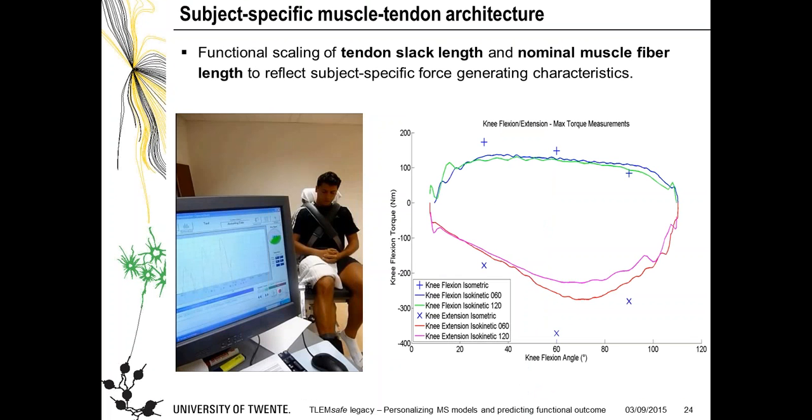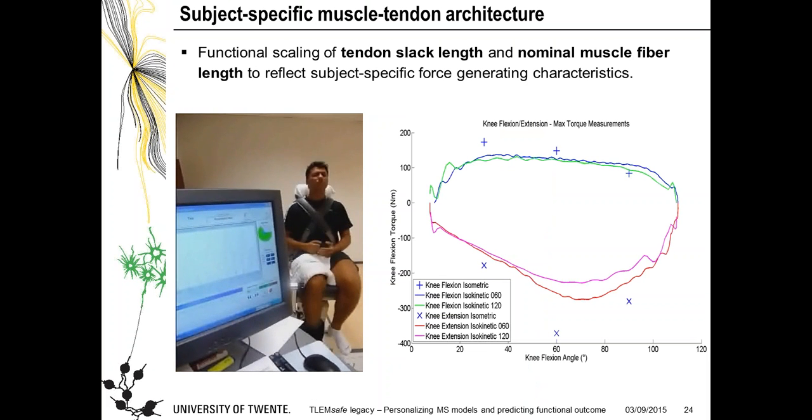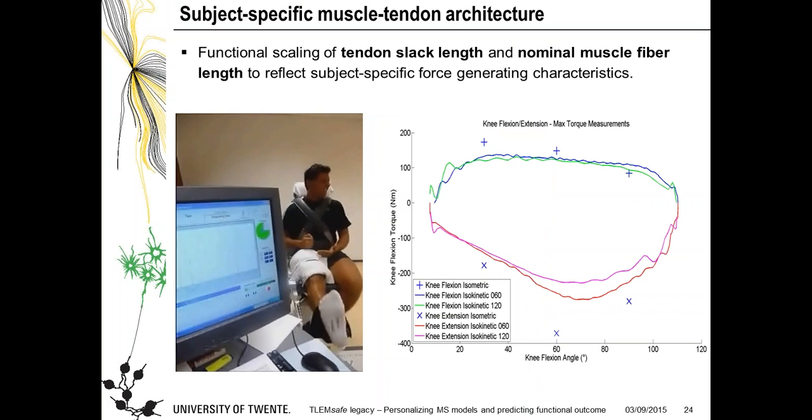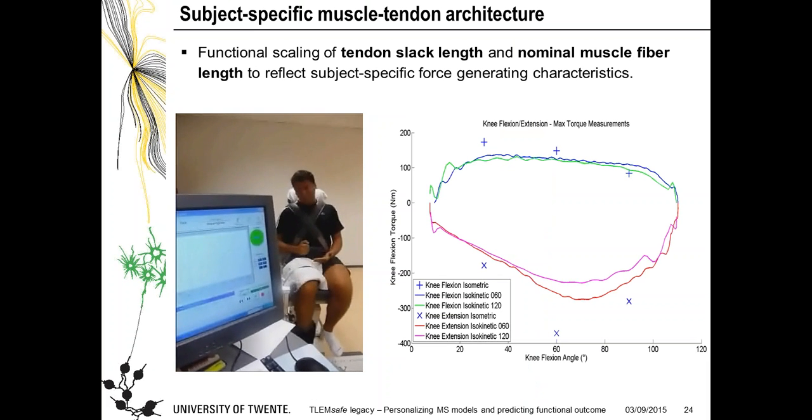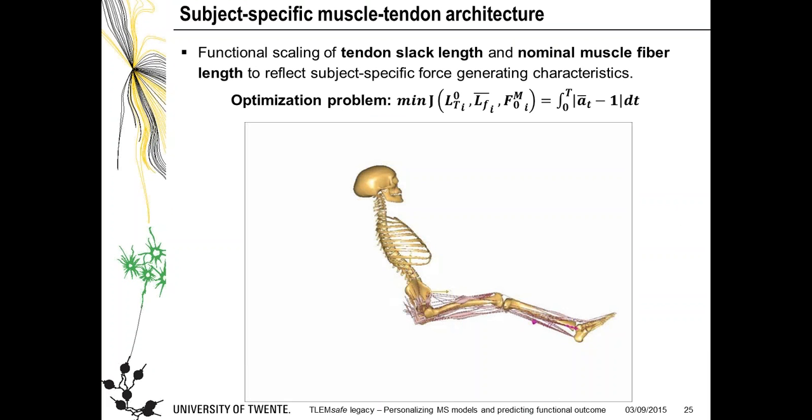Subsequently, functional scaling of tendon slack length and optimal muscle fiber length was performed in order to reproduce the maximal isometric and isokinetic torques measured on the subjects. In this video, you can see an example of measurements of knee isokinetic torques during maximal voluntary contractions for one of the subjects analyzed. Muscle tendon parameters were then optimized under the assumption that the muscle activity necessary to reproduce the measured maximal torque is equal to 100%.